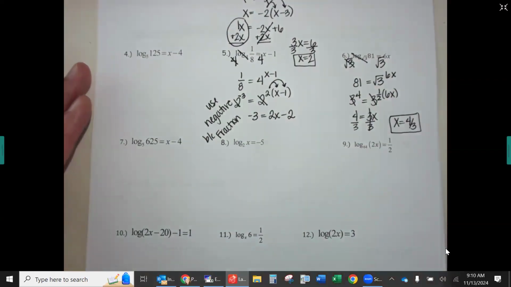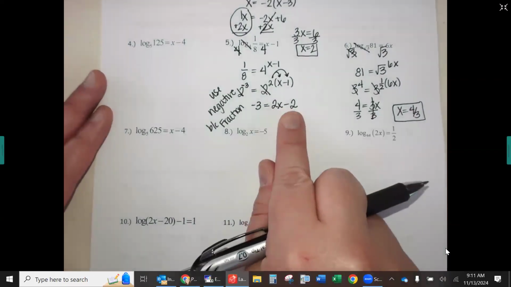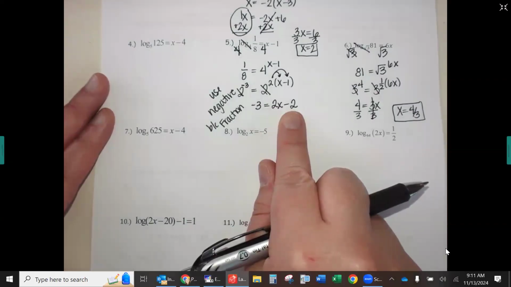And then from there, we're trying to get the x alone. What do I get rid of next? My 2x has a -2 attached that I want to undo.